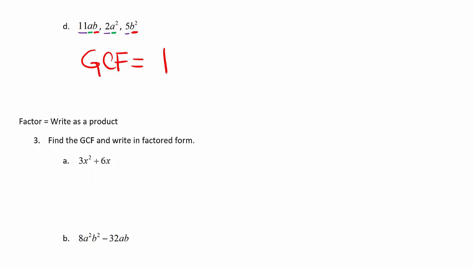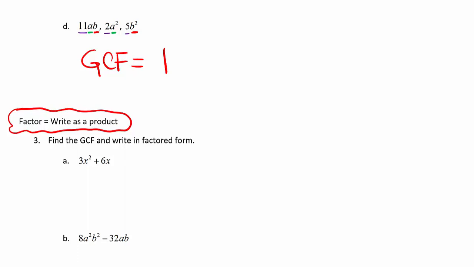Now, why are we finding greatest common factors? Because where we're going next is we're going to try to factor expressions, which basically means take an expression and write it as a product. So let's just do some examples. Example 3a says find the GCF and write in factored form.